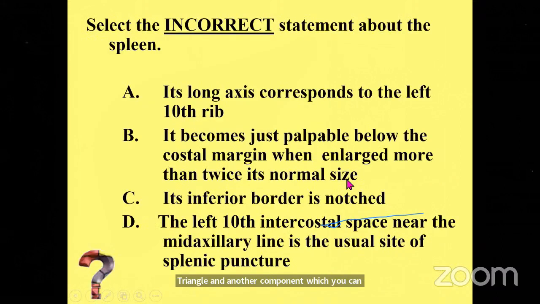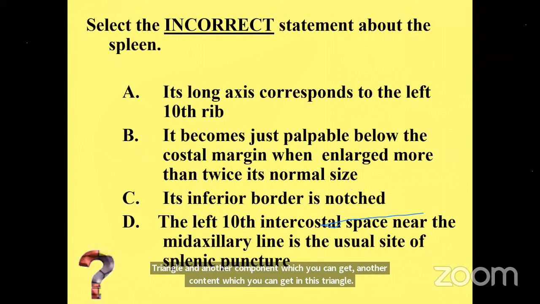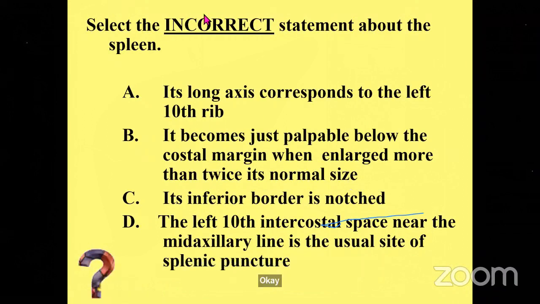Lund. Okay. Select the incorrect statement about the spleen. Long axis corresponds to left 10th rib. It becomes just palpable below the costal margin when enlarged more than twice its normal size. Its inferior border is notched. The left 10th intercostal space near the mid-axillary line is the usual site of splenic puncture.